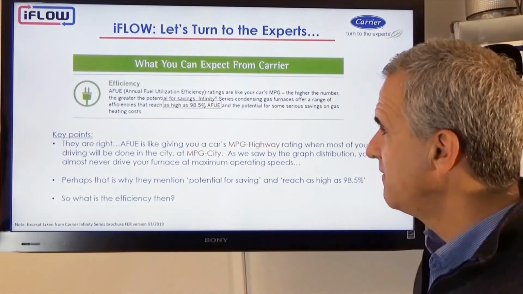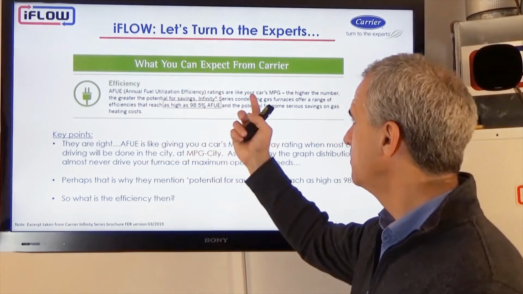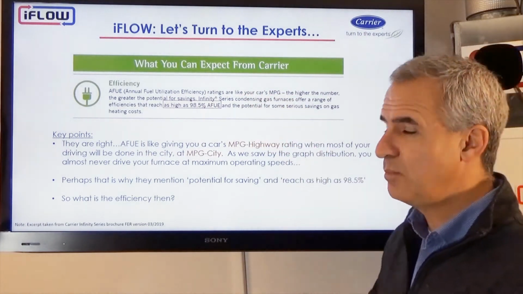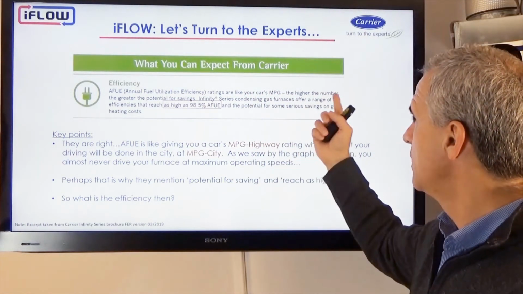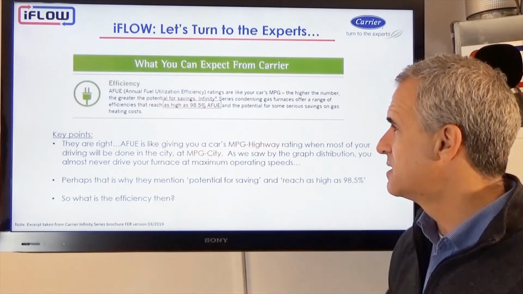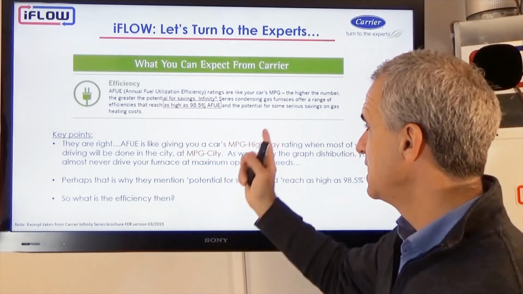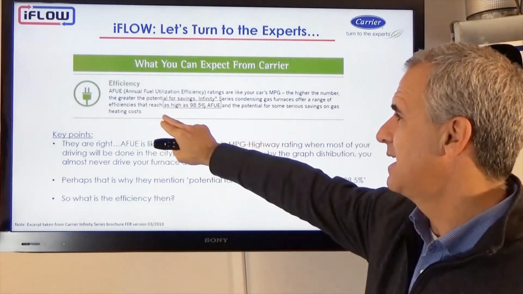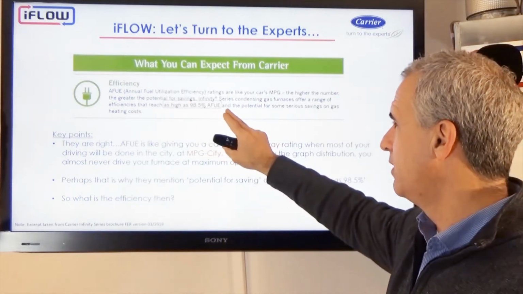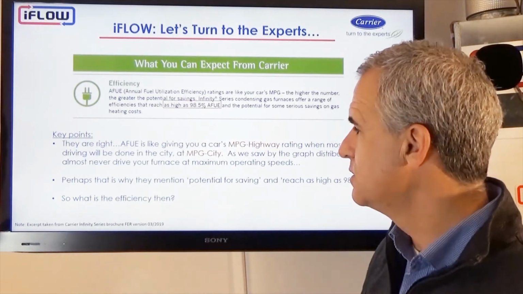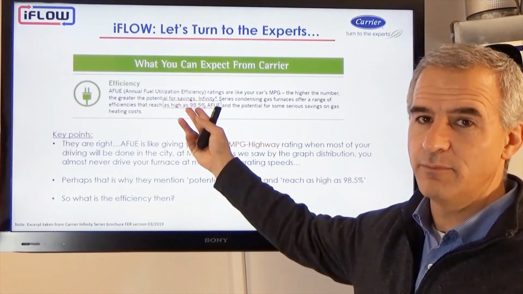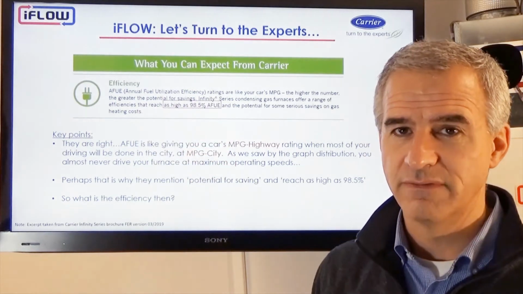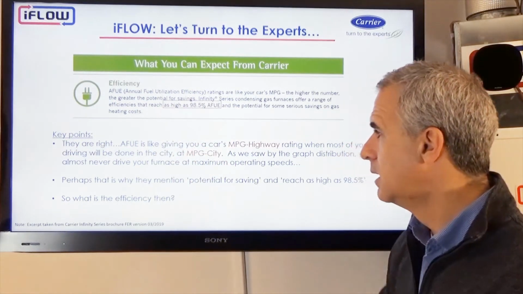So let's look at AFUE. That AFUE number, and this is from Carrier, it says it's like your car's MPG. The higher the number, the greater the potential for savings. So that's the key, potential for savings. And then we have the efficiencies can reach as high as 98.5. So I think they're acknowledging there that it may not be 98.5 all the time. It could be as high as 98.5. So a couple things to note.